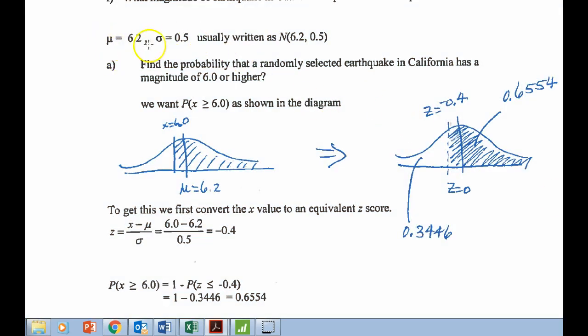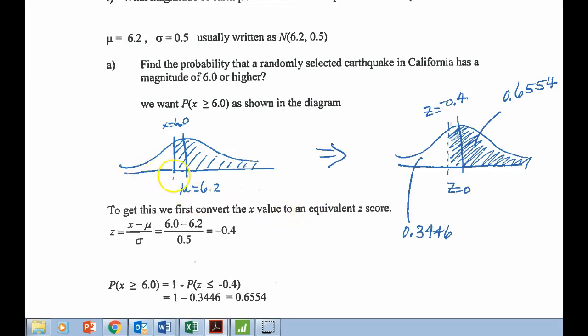So first of all, what do I know? I know the mean of this distribution is 6.2 and it has a standard deviation of 0.5. In shorthand that's usually written as N in italics, which tells me I'm dealing with a normal distribution. There's the mean, there's the standard deviation.